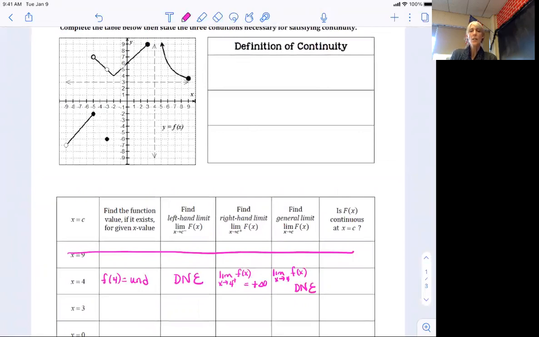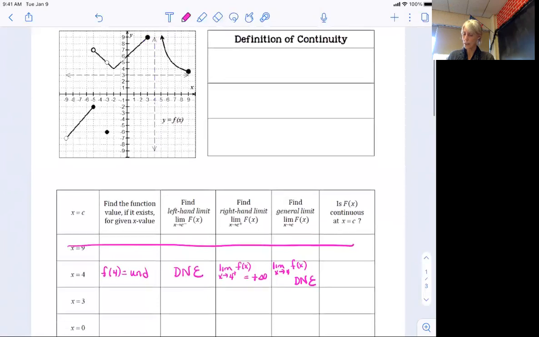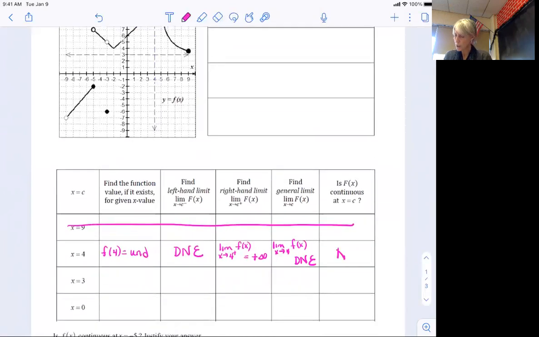Is f of x continuous at x equals c? Remember what it means to be continuous. A continuous function has no holes, breaks, or gaps. When x equals 4, we have everything going on there, right? We have a big gap in that function. So this function is not continuous.